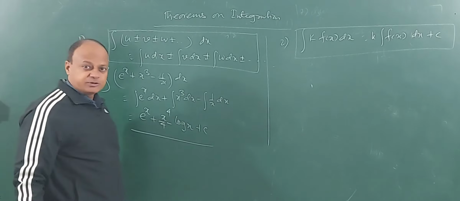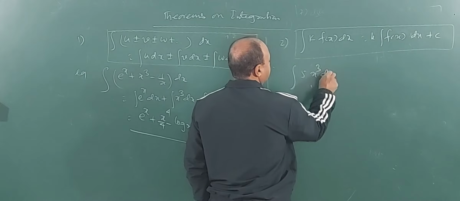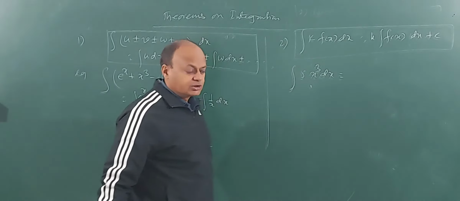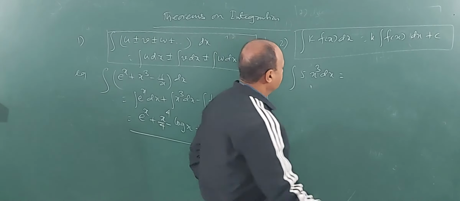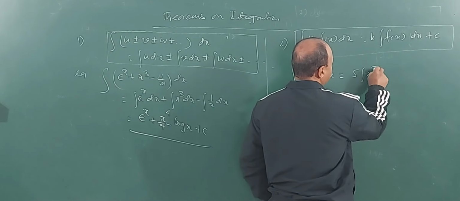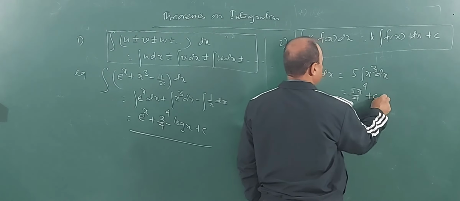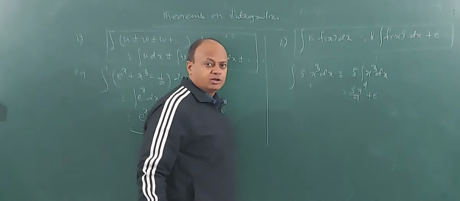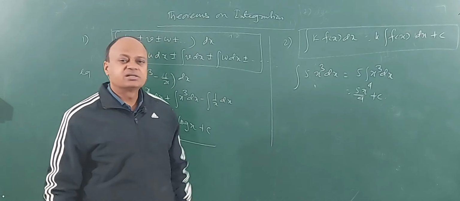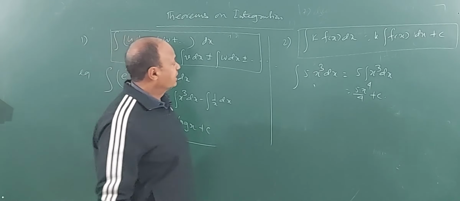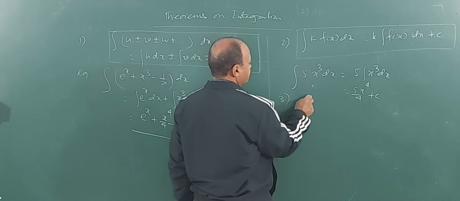For example, suppose I am writing integration of 5x cube with respect to x. So 5 is a number, it comes out as a constant. So 5 times integration of x cube will be 5 x to the power 4 by 4 plus c. So every time you have an integrand multiplied or divided by a number, that number will be taken out as common.